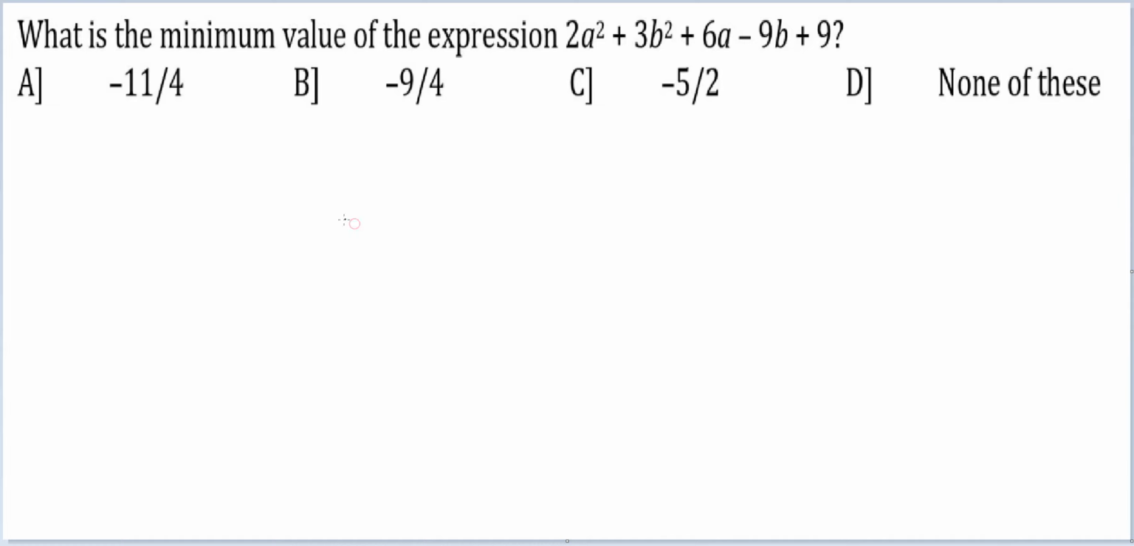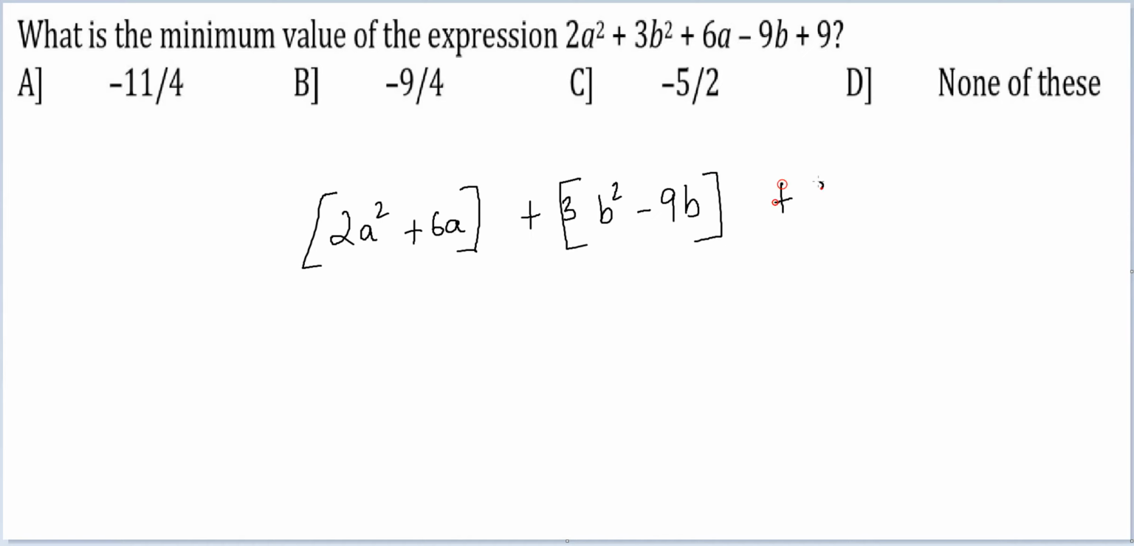First I have 2a square plus 6a. Keep this separate. Then you have plus 3b square minus 9b. Keep this separate, plus 9. Take 2 out common. You're left with a square plus 3a.